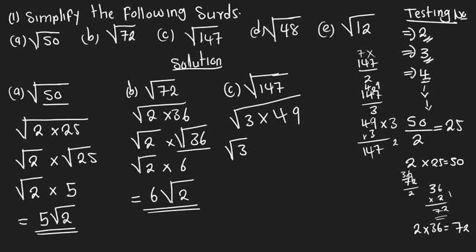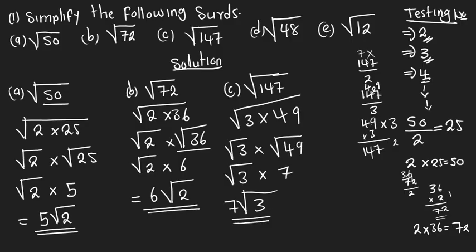Square root of 3, when we break it down, it will be square root of 3 multiplied by 49. Henceforth, square root of 3 is going to multiply. What is the square root of 49? 7. So we're going to have 7 root 3.